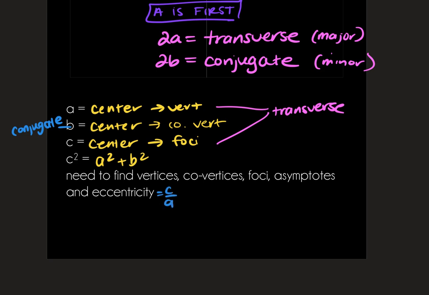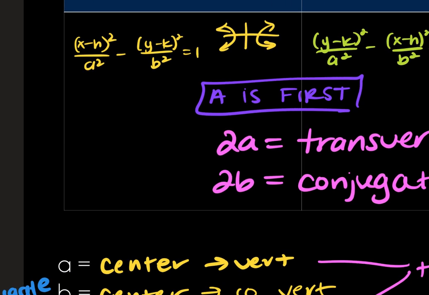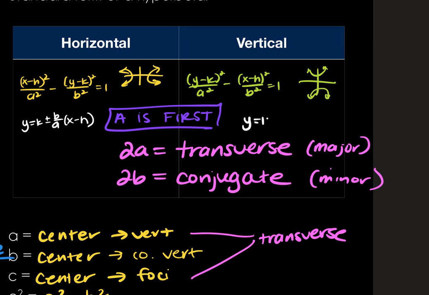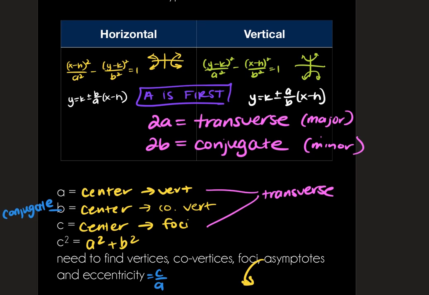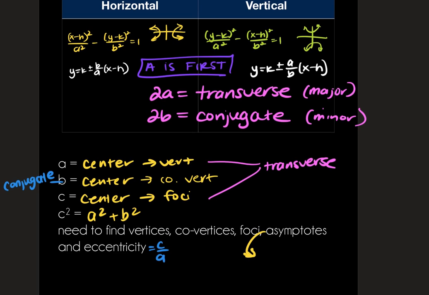Eccentricity, c over a again. And this time you have asymptotes. Actually, I'm going to put them up here where it's vertical, horizontal. Your horizontal asymptote is y equals k plus and minus b over a times x minus h. And your vertical asymptote, y equals k plus and minus a over b times x minus h. And for that, we just leave it in that form. You can distribute and get it in slope-intercept form if you want to use those to graph, but my recommendation was to graph using the box. And then you don't have to do that.